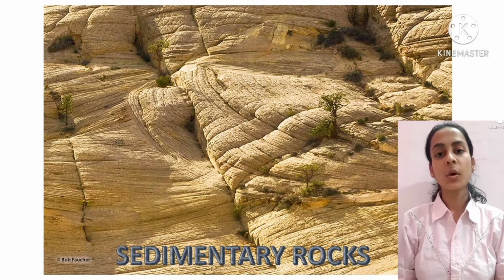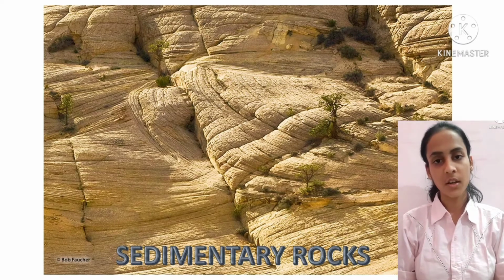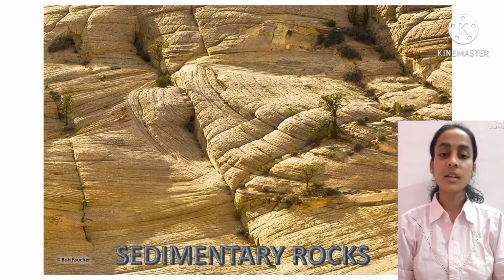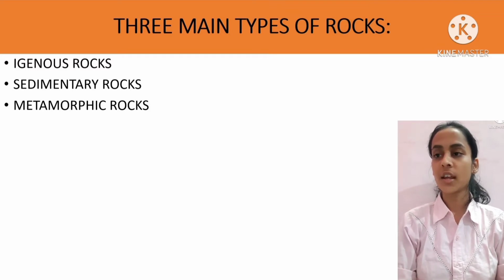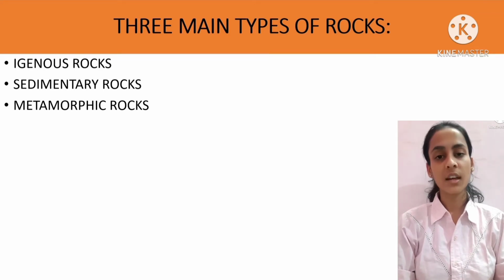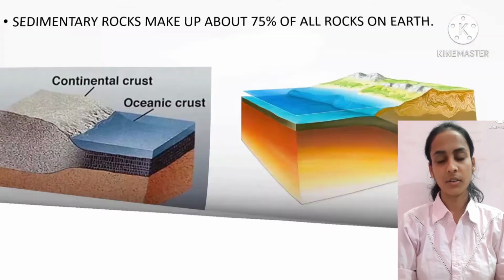Today, I will tell you about an important aspect of petrology, that is sedimentary rocks. First, let us see how many different types of rocks there are. The three main types of rocks are igneous, sedimentary and metamorphic. All of these rocks have their own characteristics, the way they are formed and their identification. We will particularly focus on sedimentary rocks.